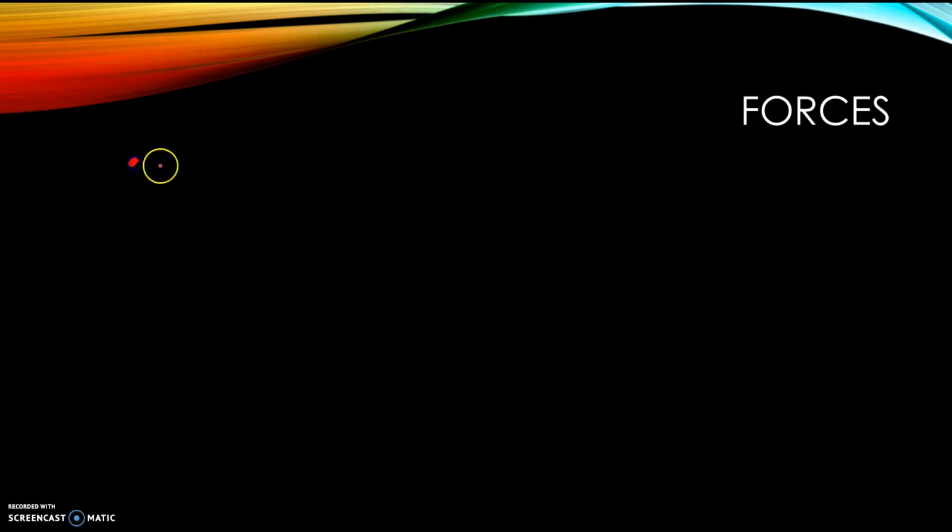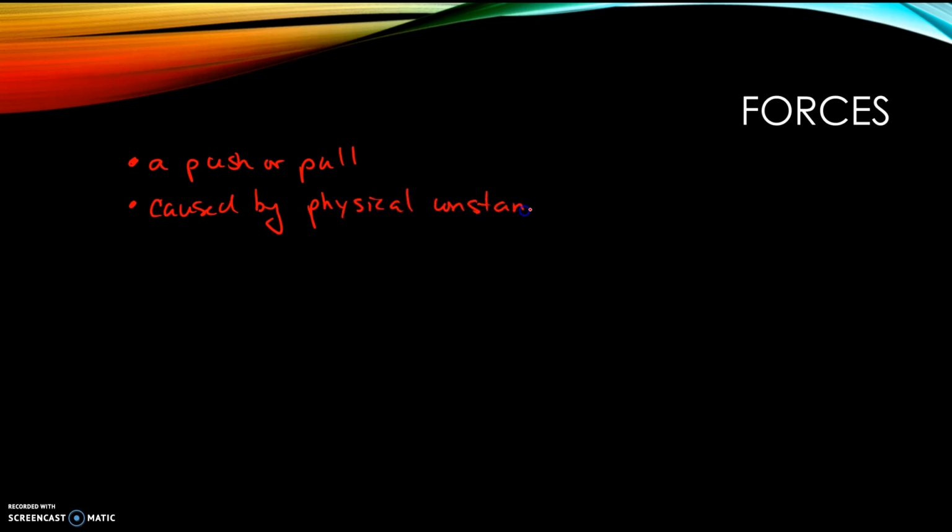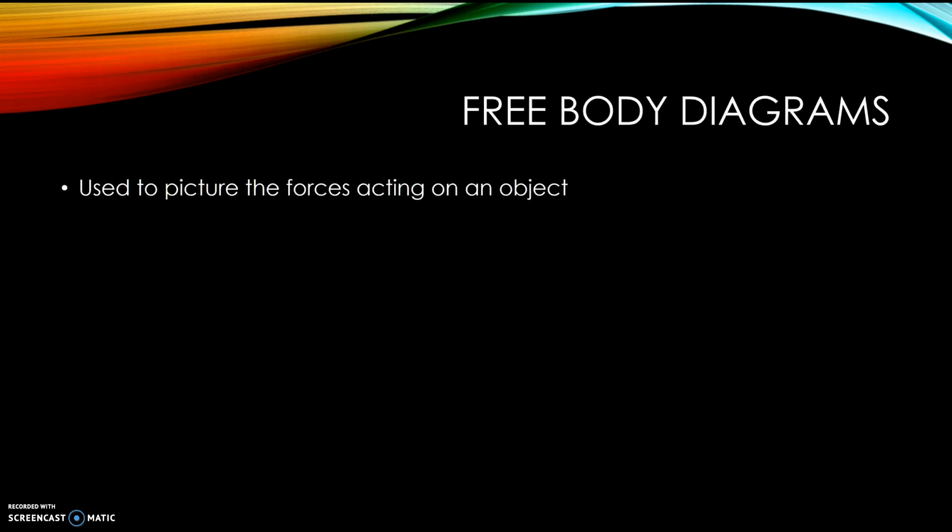So very simply, a force, we can say, is a push or pull. Forces are pushes or pulls. They can be caused by physical contact. Sometimes you can physically touch something and push or pull it, or maybe a string or a chain is attached to something and it's being pushed or pulled. These are called contact forces.